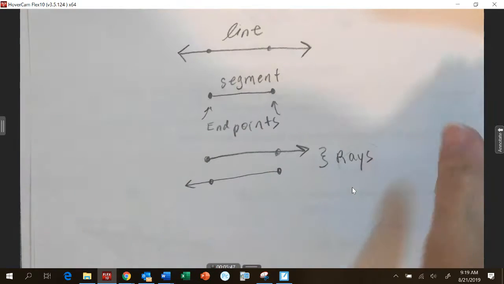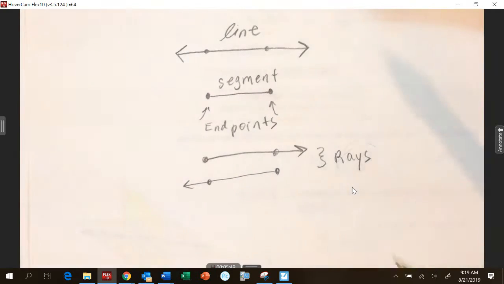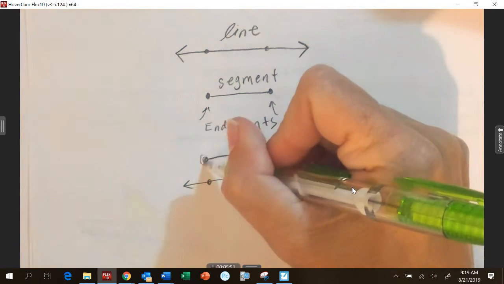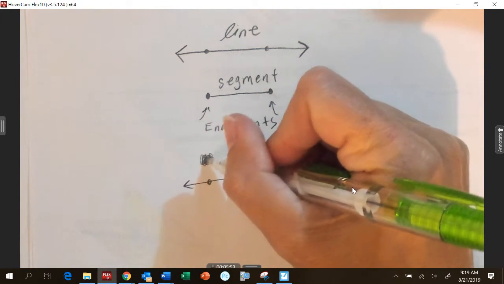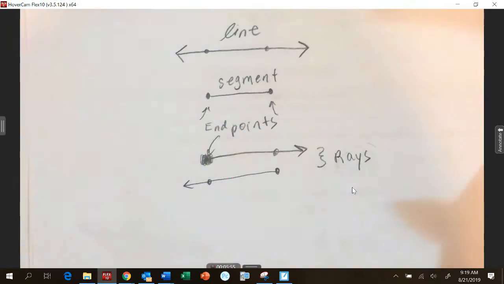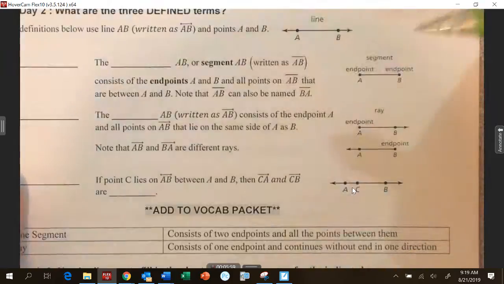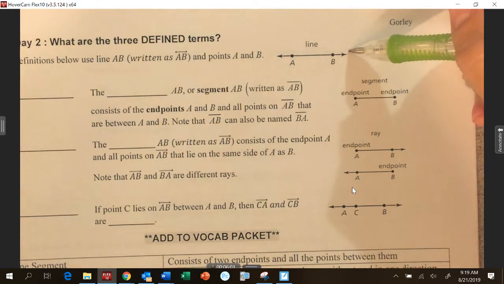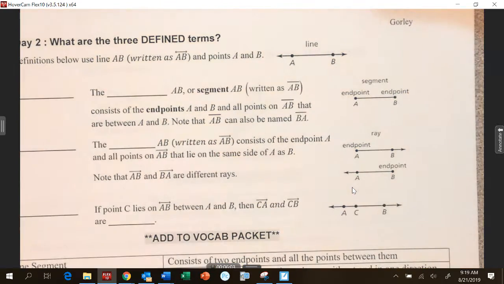So a flashlight would be a perfect ray. The important part about that flashlight is where your hand is holding it, that end point. That's the important part about that flashlight. So that's what we're talking about today. Here's some examples. Right here is a line, and we know how to write the line from yesterday's lesson.